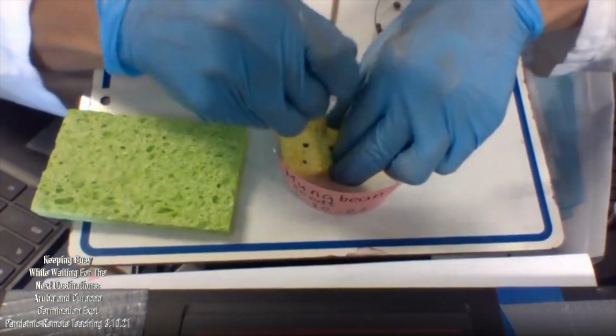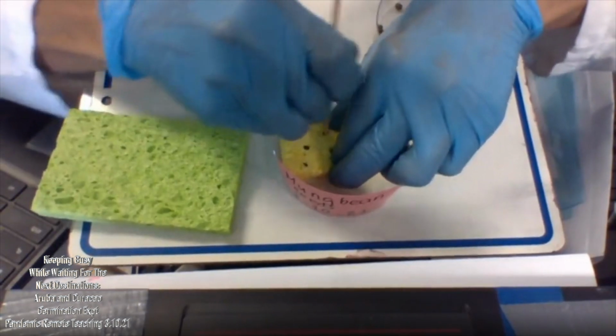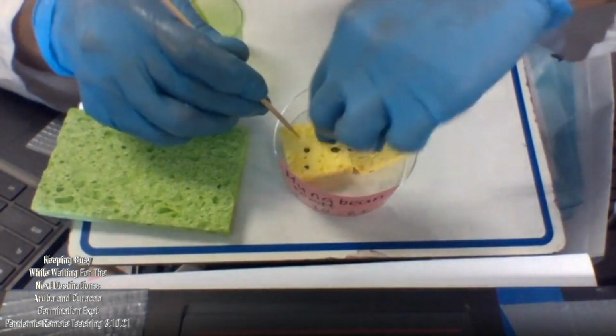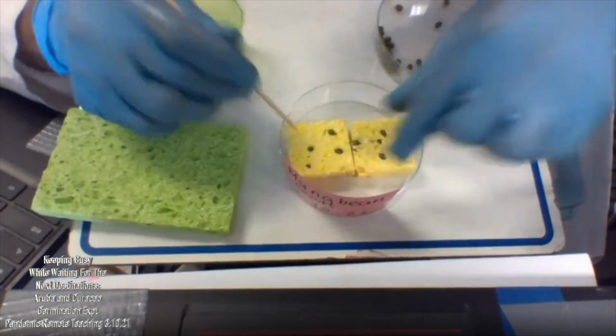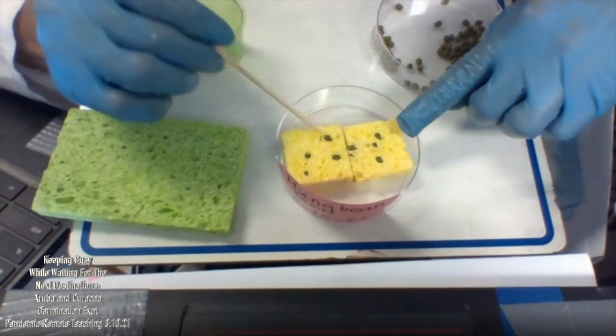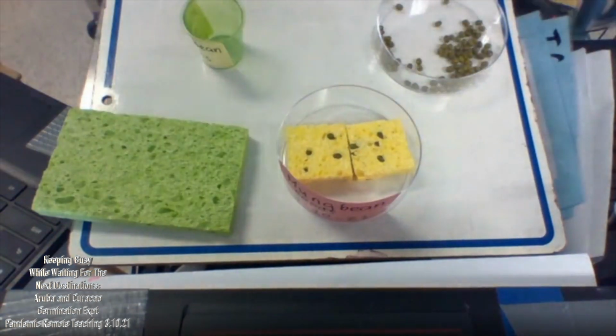So how many seeds do I have in total? You saw me adding one more. How many seeds in total do I have? This, this, this, this, this, this, this, this. 8. Lovely. Thank you, Guadalupe.